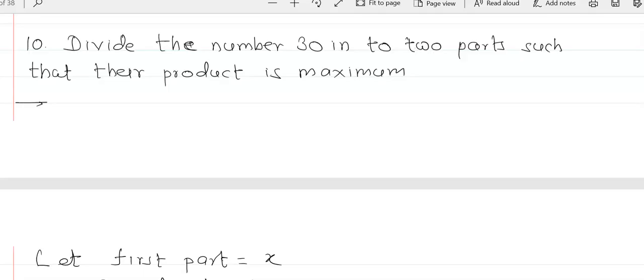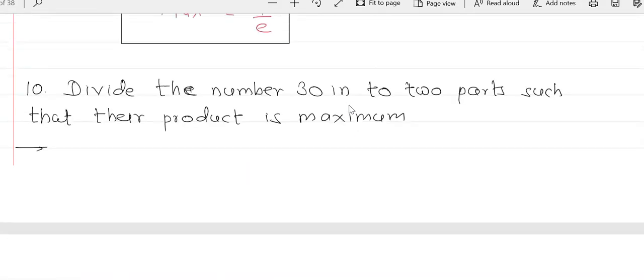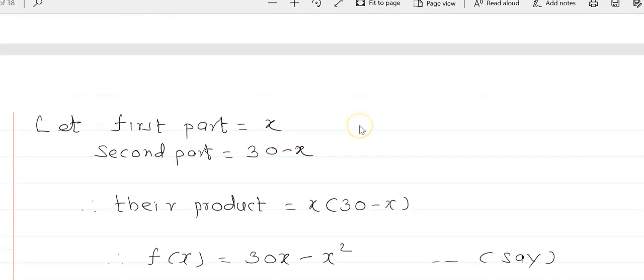Hello student, now we'll start the fourth part of this exercise, that is exercise 2.4. Divide the number 30 into two parts such that their product is maximum. Let the first part be equal to x, the second part equal to 30 minus x. What condition have we been given? That their product is maximum.